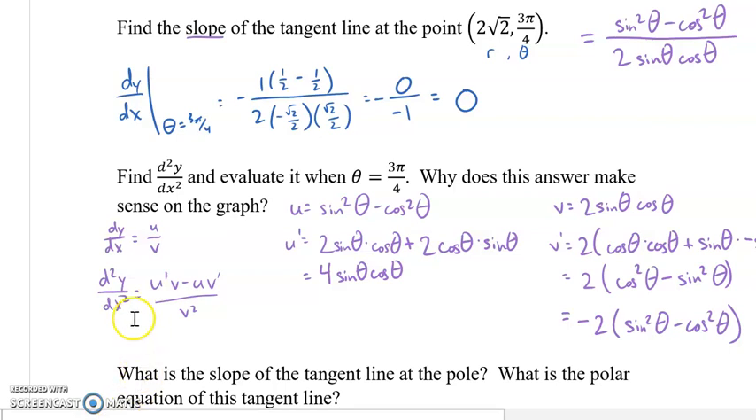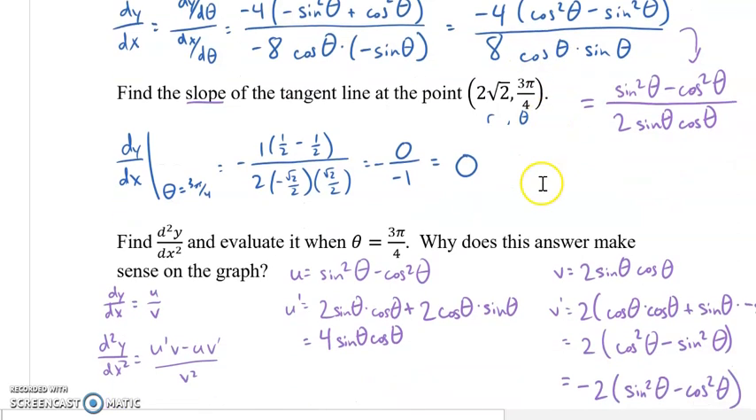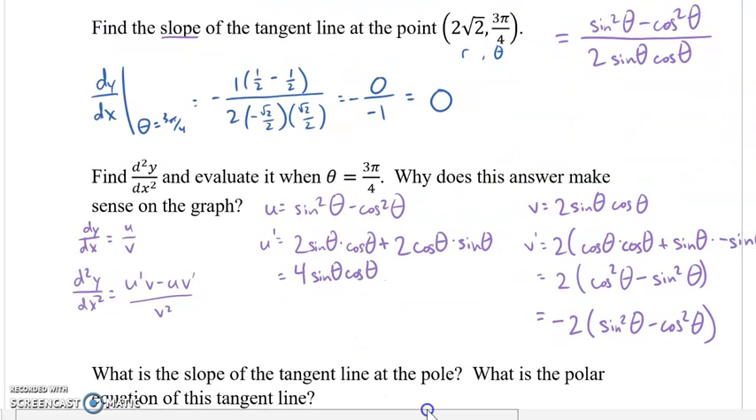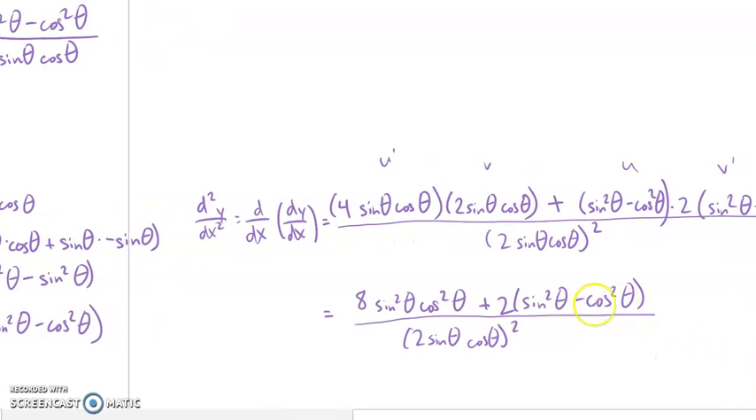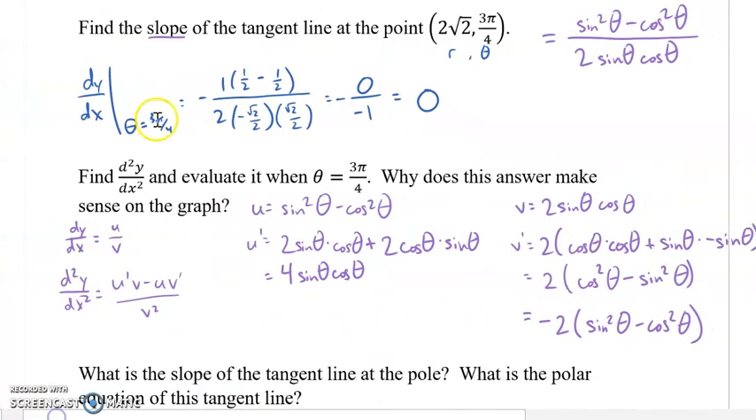And if we recall, way back in the last video, we found that dx d theta was equal to 8 times the cosine of theta times the sine of theta. My goodness, that was a mess. Now we could probably go through this process and simplify a little bit more, but I think I'm ready to actually answer the question. It asks us to find d squared y dx squared and then evaluate it.